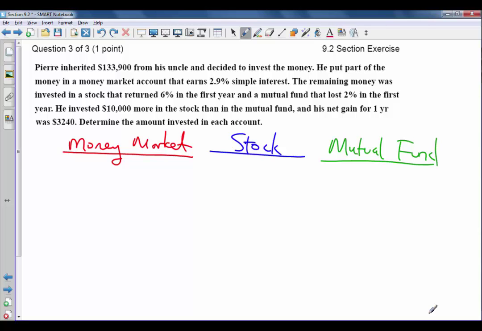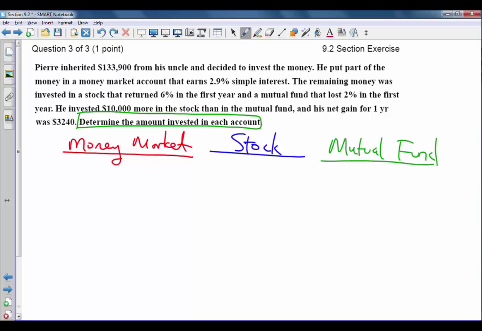What else do we know? Other than the interest or your profit and loss rates, we know how much money you put in. No, we don't know how much money you put in, but we know that you put 10 grand more in stock than mutual fund, and you earn in 1 year $3,240 from these interests and some losses as well. Determine the amount invested in each account. So this is telling you what your variables are.